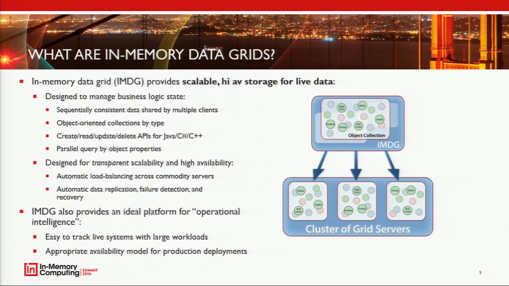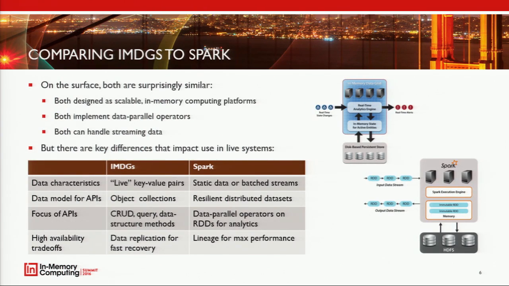So I put this slide in because when people look at in-memory data grids, they think, oh, in-memory computing, Spark does in-memory computing, therefore in-memory computing equals Spark. But in fact, it doesn't, and these are some interesting differences between the Spark approach and the in-memory data grid approach. The main difference is, even though they're both designed for in-memory computing and often data parallel computing, in-memory data grids host collections of individual objects which can be accessed with APIs: create, read, update, delete.